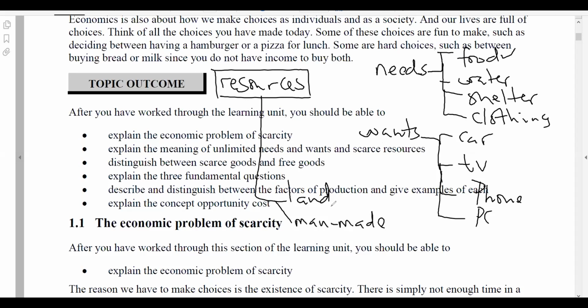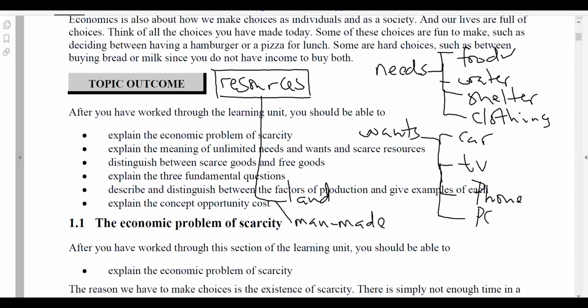So when you look at land, the land that we have to grow food, is it limited or unlimited? It's limited. Yes, it is limited. All the resources that we use to meet our needs and wants are said to be limited. The needs and the wants are limited, then the means to which we use to satisfy those needs, they are limited.